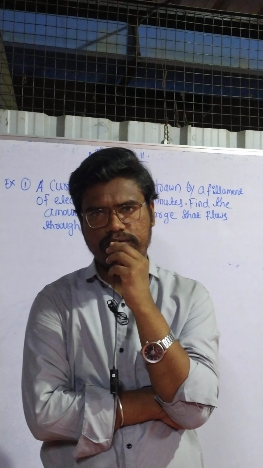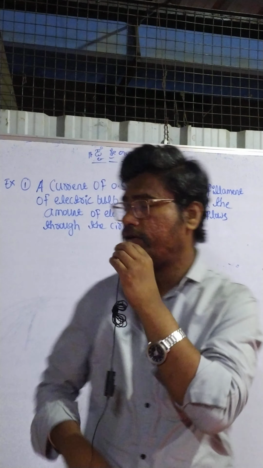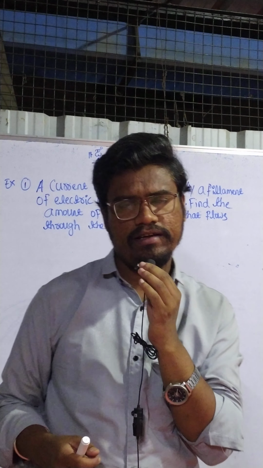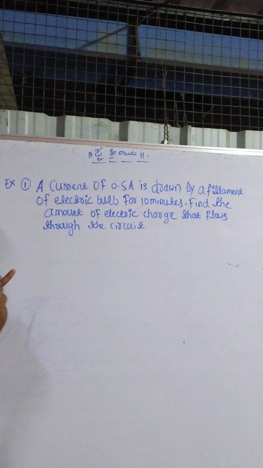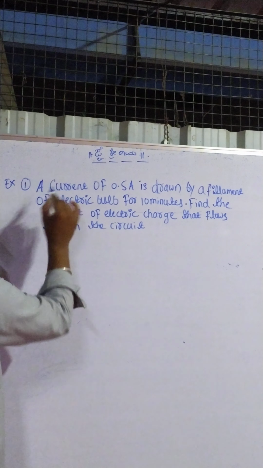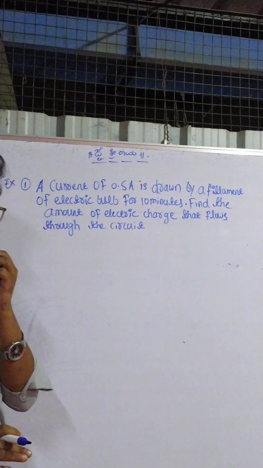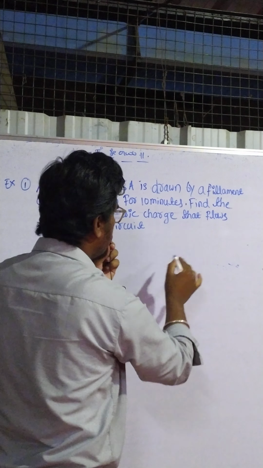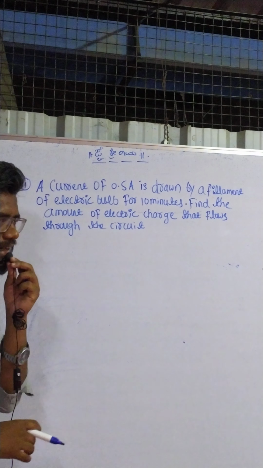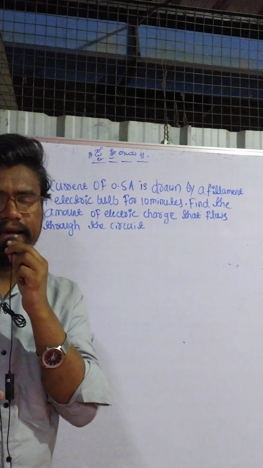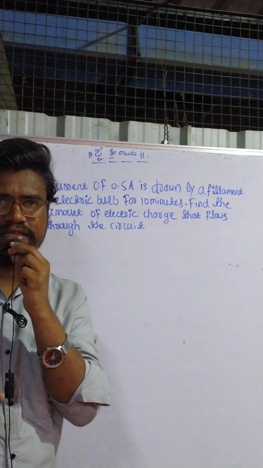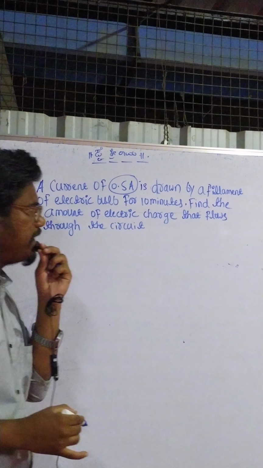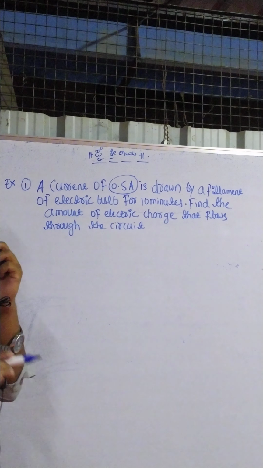Today in this video we will discuss the numericals of the electricity chapter, the first example. What is given here? A current of 0.5 ampere is drawn by the filament of an electric bulb. One bulb is there, and that filament of the bulb is using how much current? It's 0.5 ampere of current used by the filament of a bulb.